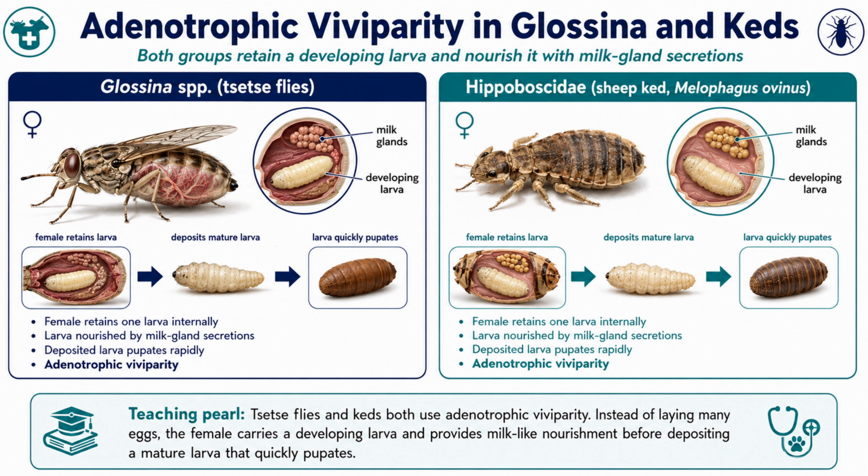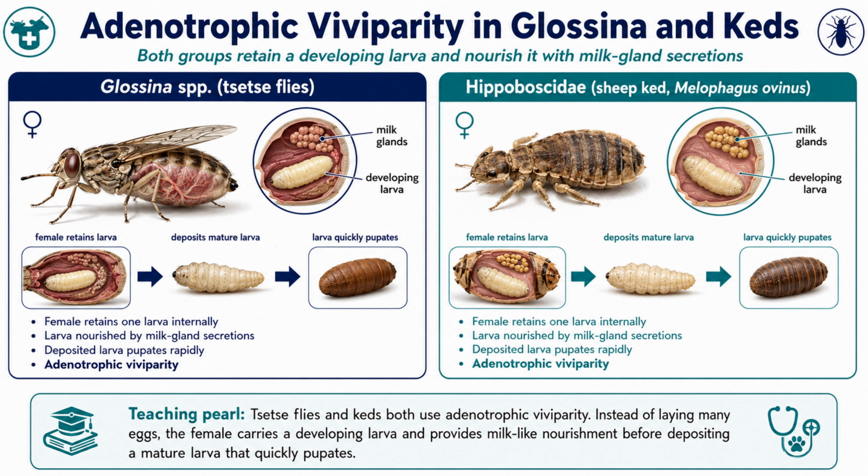So adenotrophic vivipary means that the female retains the developing larva inside her body and nourishes it with secretions from specialized milk glands. This is very different than the usual mental picture of a fly laying many eggs into the environment. Instead, the female carries a single developing larva internally, feeds it with milk gland secretions, and then deposits it as a mature larva. That larva quickly pupates.